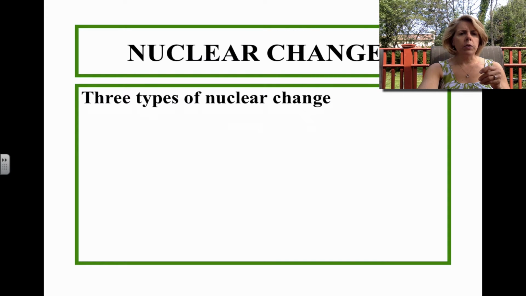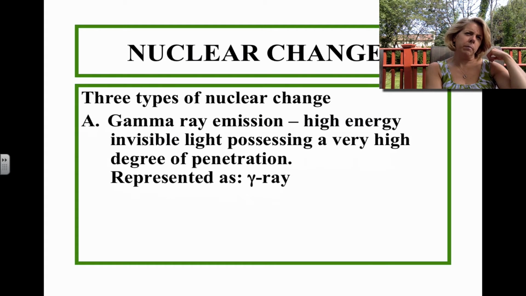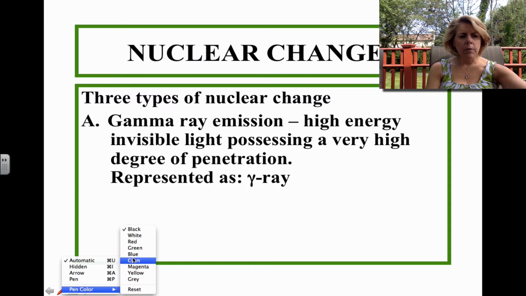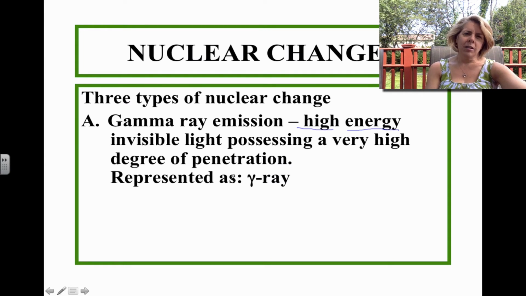So looking at nuclear changes, there's actually 3 types, and this one you may be familiar with, gamma ray emission. So notice that gamma ray emission is high energy. If you want to stop gamma rays, because it's high energy, you typically have to have concrete or lead. So when you go to the dentist office and they're about to take dental x-rays, notice they put the lead apron over you. And the reason why is they're trying to stop the gamma emission.